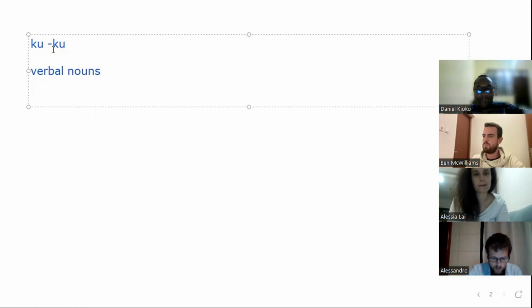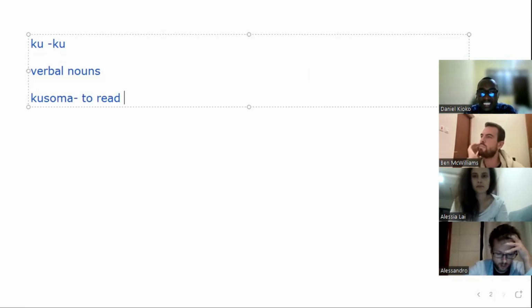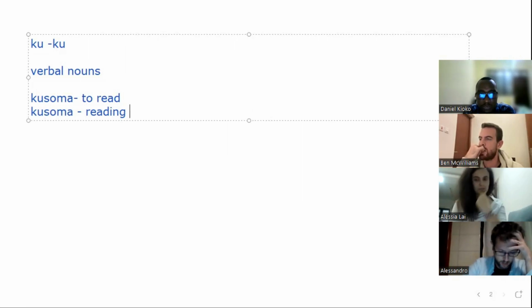So I'm going to add something small to what you already know. What is kusoma? To read. To read, right? That is what you know, because the ku is an infinitive, right? But also kusoma can mean reading when it's a noun. So the ku in this case is making it a verbal noun.